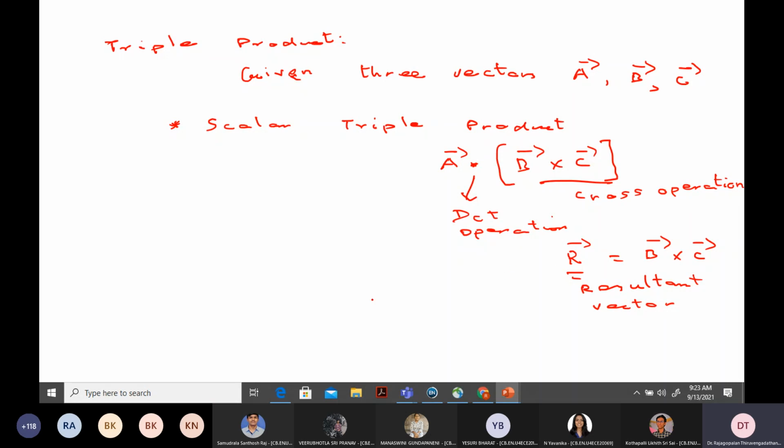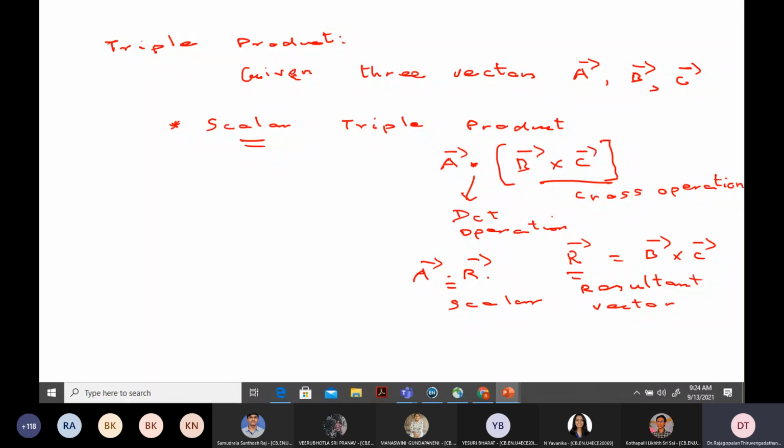So this is my resultant vector. Once I know this value B cross C, then I can take A dot R, and this is a dot operation which will result in a scalar quantity. So scalar triple product, the name scalar comes from the fact that the dot operation leads to a value, only a number. And a triple product, because we are dealing with three vectors, therefore it is triple product. So it is a combination of both dot and cross operation.